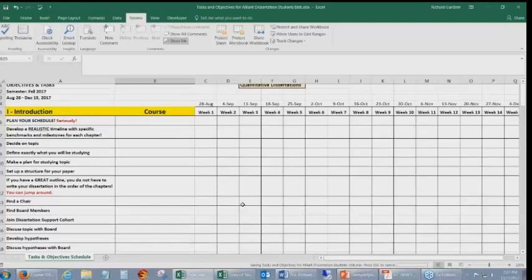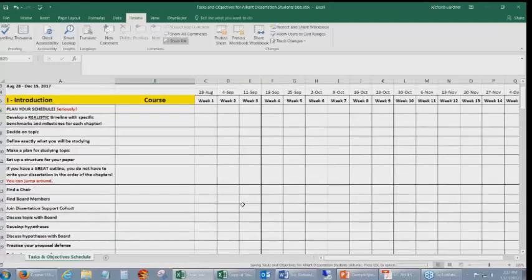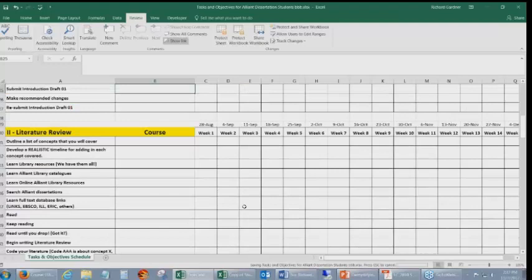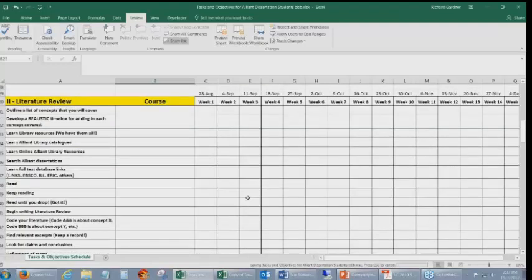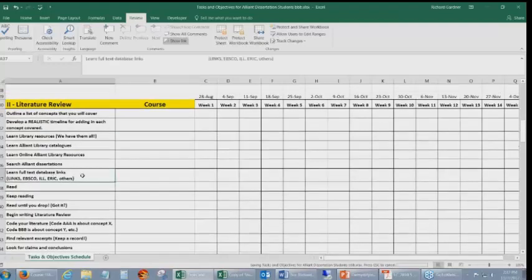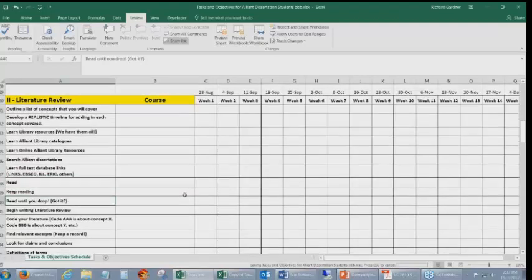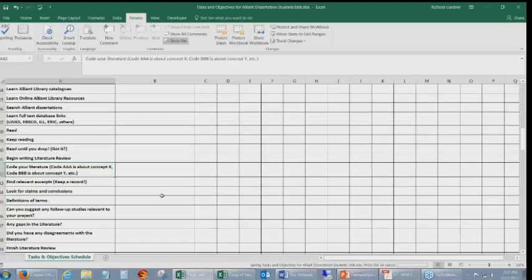And so literature review, there's a lot to go in literature review. They've got to learn all those full text databases, look up literature. They've got to read until they drop. While they're reading, they need to code their literature, take out the important excerpts, and keep a record. So when it comes time to write their literature review, they can simply cut and paste what they've already taken out, and it's already been properly cited.